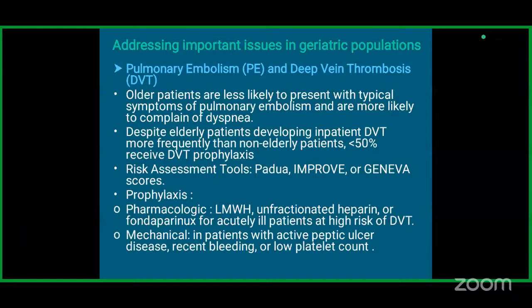So it's crucial to make a risk assessment, IMPROVE or Geneva score, whichever risk assessment to be done. Prophylaxis is pharmacologically by low molecular weight heparin, unfractionated heparin, or fondaparinux for the acutely ill patient at high risk of DVT. Another option is mechanical prophylaxis in patients with active peptic ulcer disease, recent bleeding, or low platelet count.